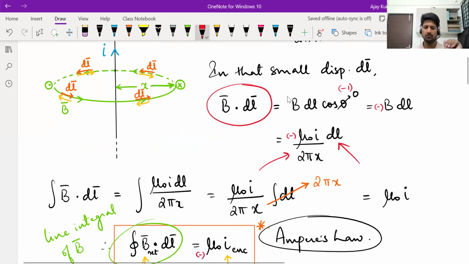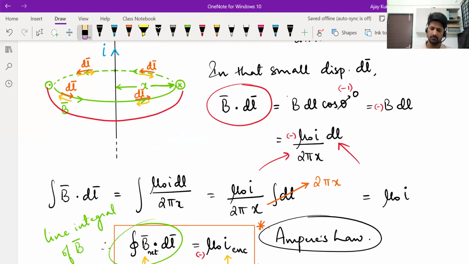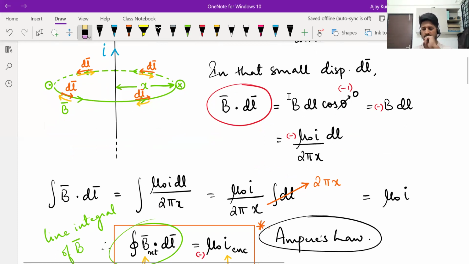Now I am asking you to integrate dl only over half the path. What will the result be? Clearly, we wrote integral dl as 2 pi x. If you move only along half the path, what will you write integral dl as for the semicircle? Pi x. Then what will the result become? Mu naught I by 2.